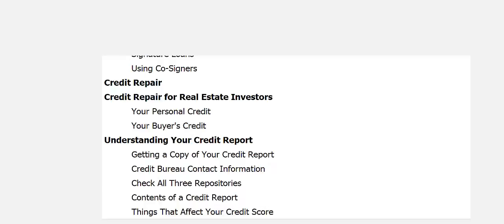How do you understand your credit report? How do you get a copy of your credit report? Credit bureau contact information. Checking all 3 credit bureaus. Contents of credit report. Things that affect your credit score.